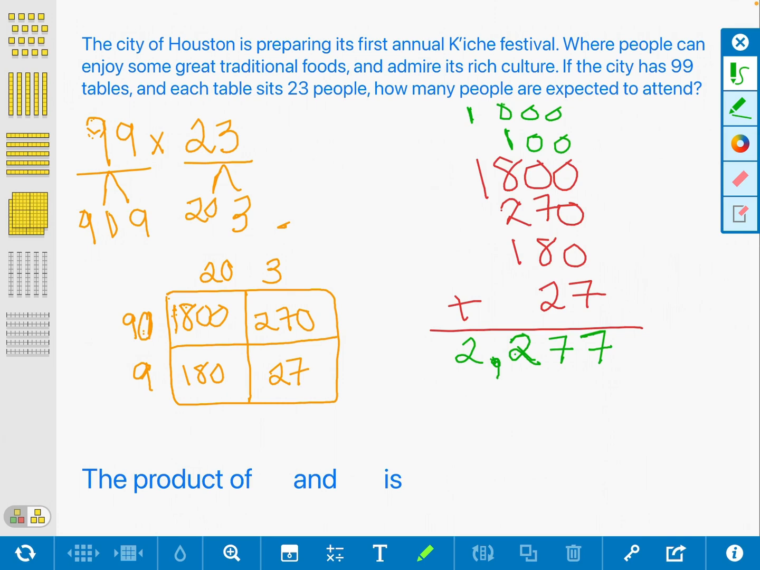We now have the answer, and now the last thing we have to do is complete the sentence stem. So, the product of blank and blank is blank. The product of 99 and 23 is 2,277. We have now completed this problem, and we are done.